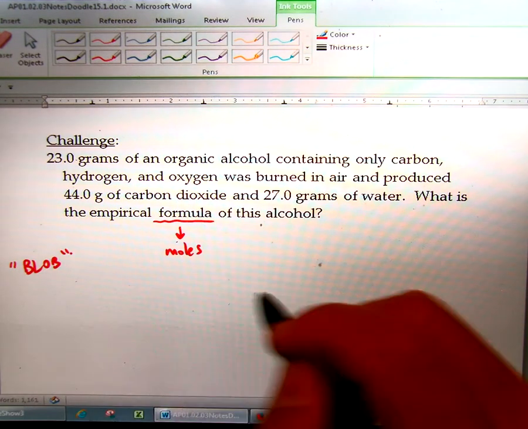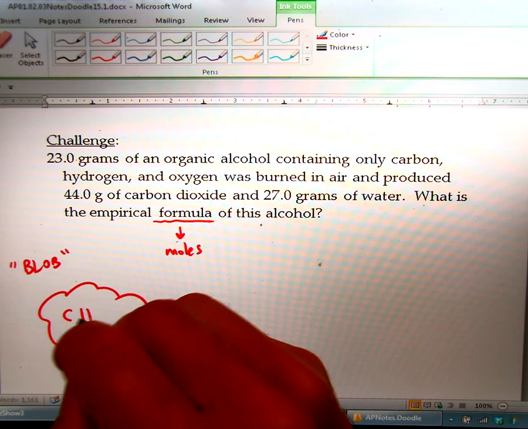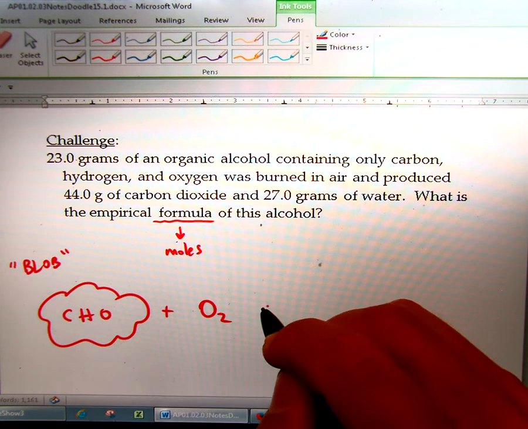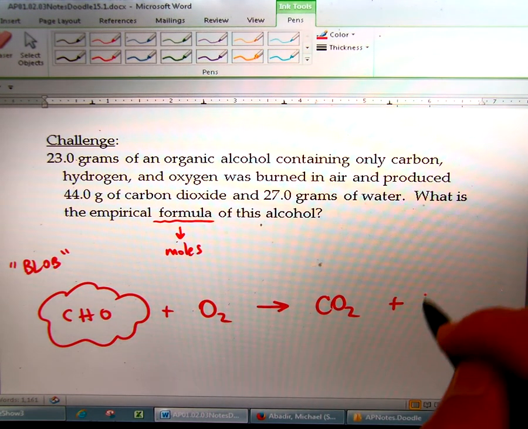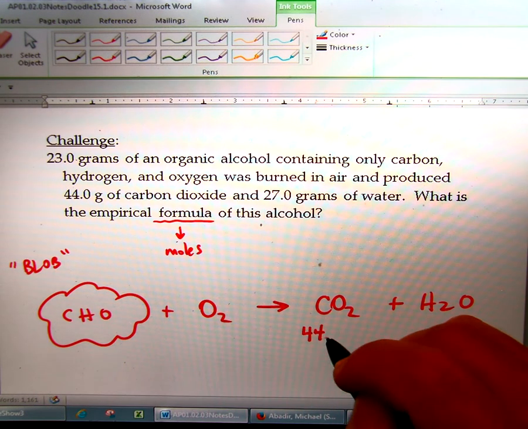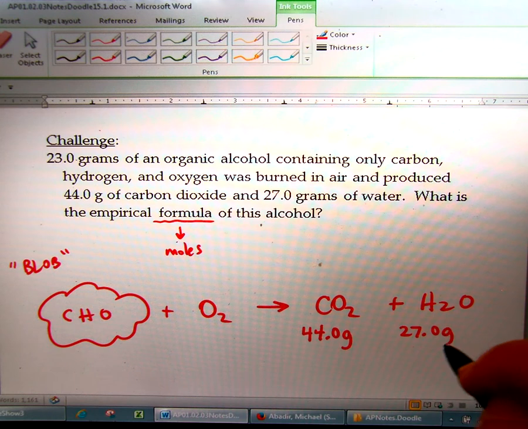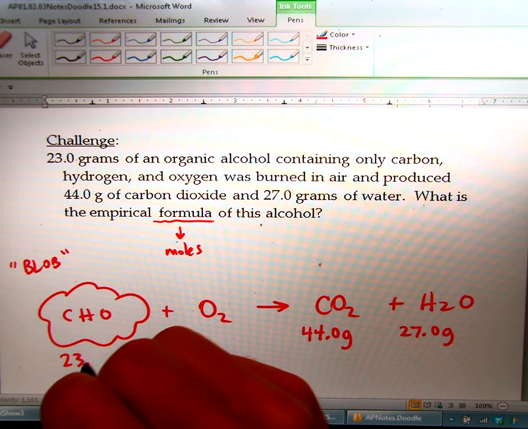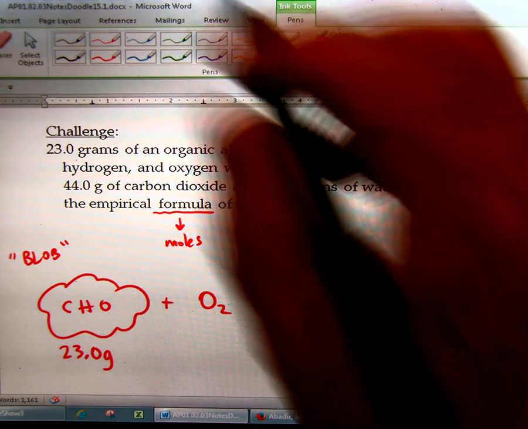What I mean is that the reactant that you have is only composed of, in this case, C, H, and O, but you don't know what it is. You're going to burn it, so of course you need oxygen. It's O2 because it's diatomic. It makes carbon dioxide and it makes water. You know that it made 44 grams of carbon dioxide and you know it made 27 grams of water. And you know that the whole thing weighed 23 grams. So what we need to do is look for a link.